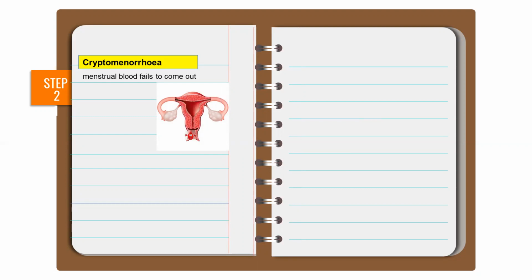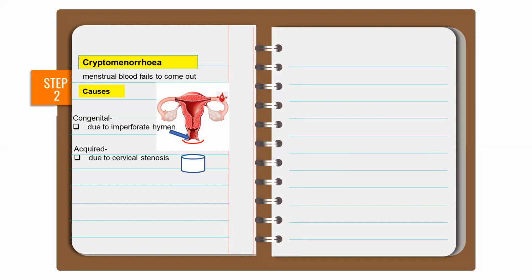What may be the causes? The most common cause is congenital, due to imperforate hymen. We have learned so many types of hymen, right? So if the hymen is imperforate, then blood cannot come out, right? It's very simple and is the most common. The next cause is acquired, due to cervical stenosis. What do you mean by stenosis? We know stenosis means narrowing of the lumen. So you can see here, because of narrowing of the lumen, blood also cannot come out of the vagina.